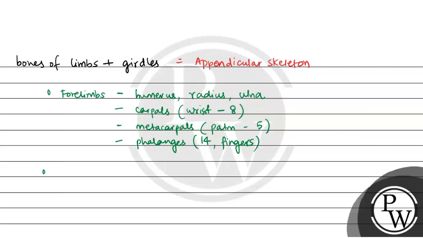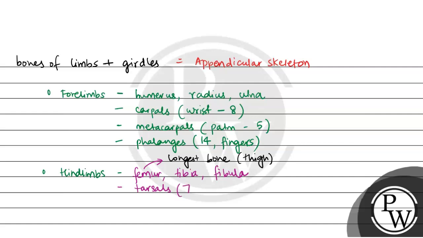Next is the hind limbs. This consists of the femur, tibia, fibula. जो femur होता है, it is the longest bone, which is present in the thigh. There are tarsals, which are 7 in number. Metatarsals, 5. Phalanges present are again 14.